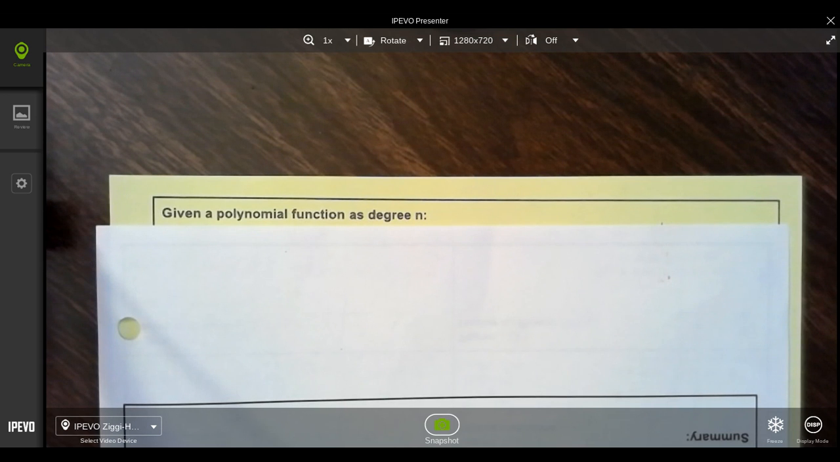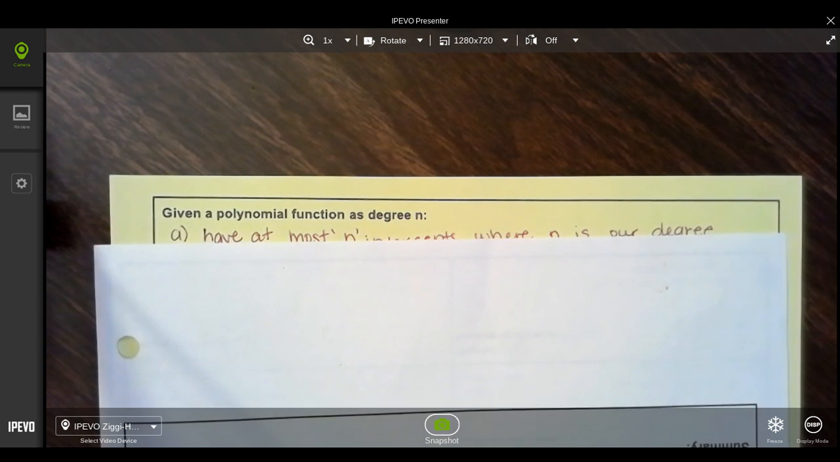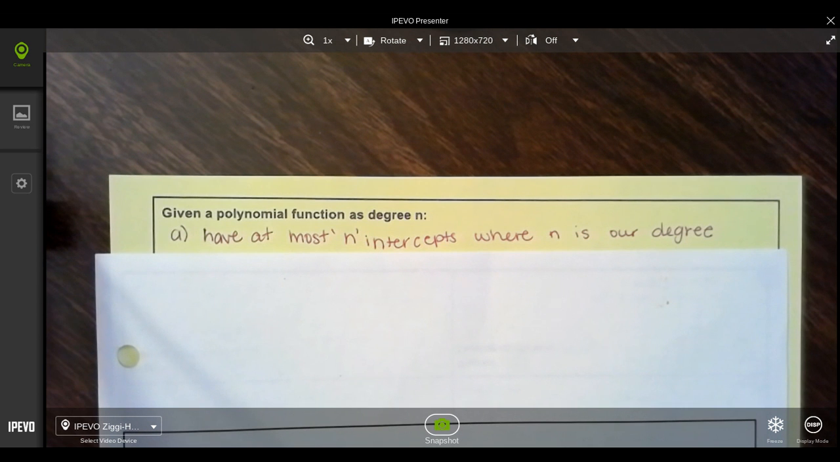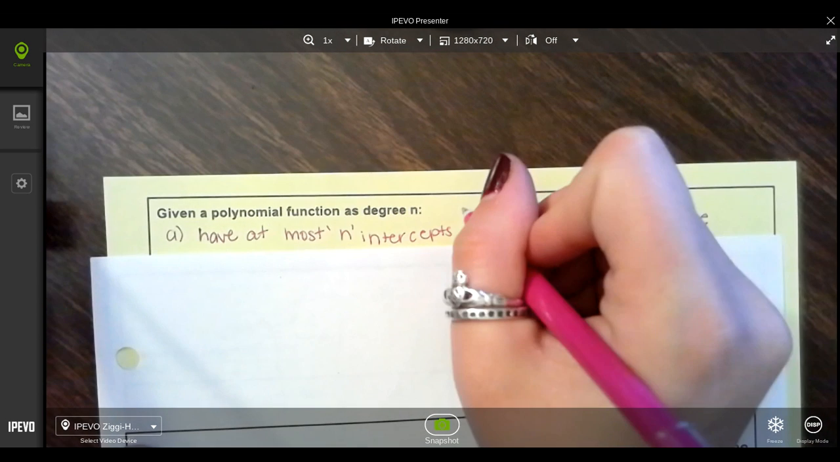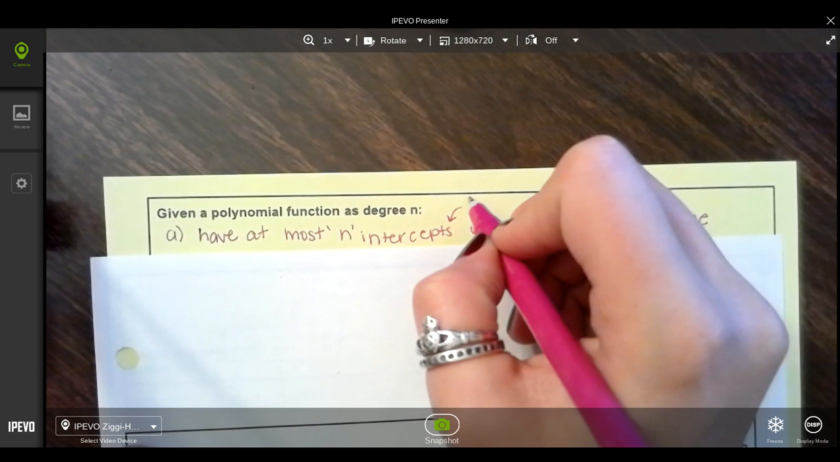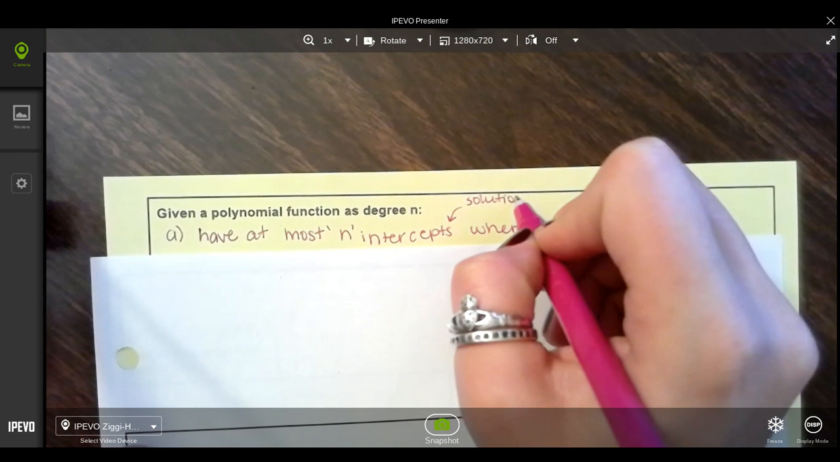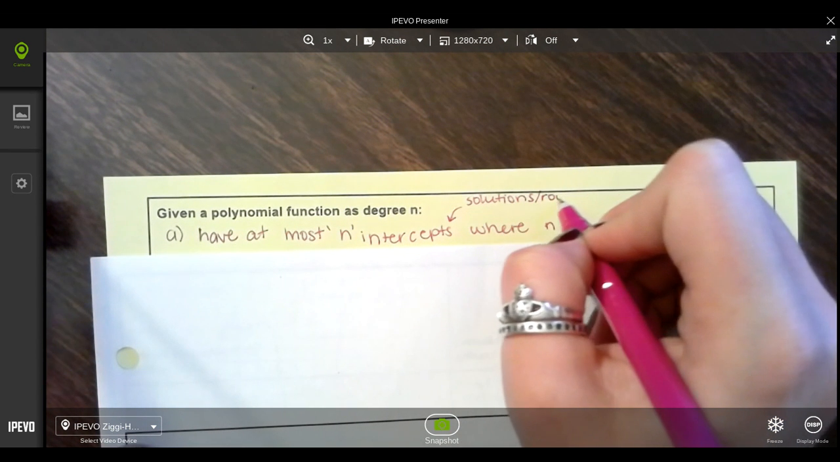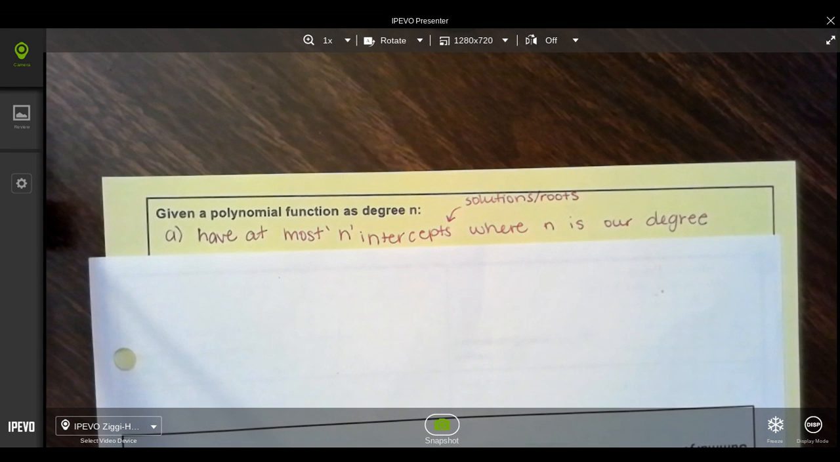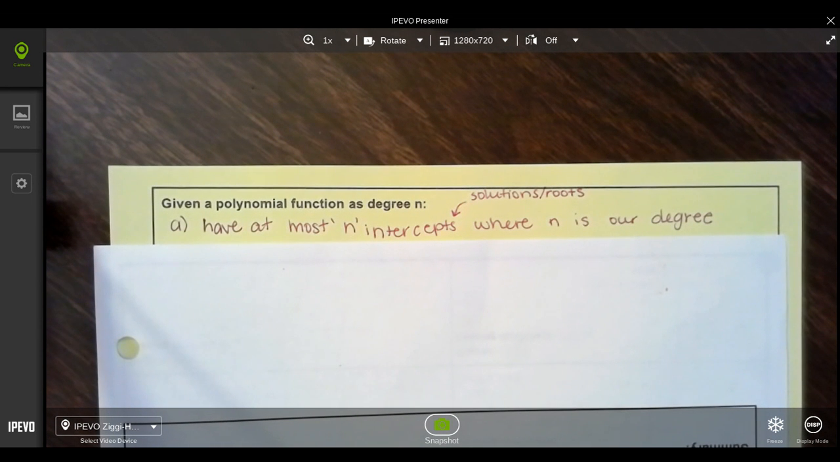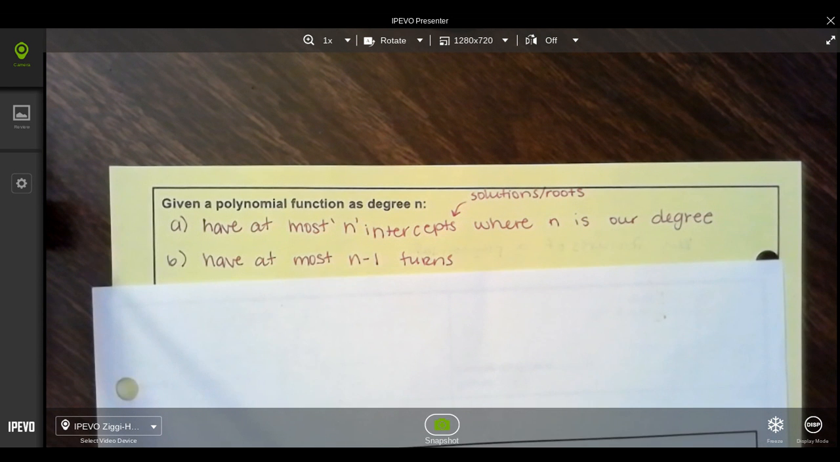On the backside of your paper, given a polynomial function of degree n, there are two things you need to remember when looking at a polynomial function as a graph. The first is that they have at most n intercepts, where n is our degree. Intercepts can also mean solutions and roots.